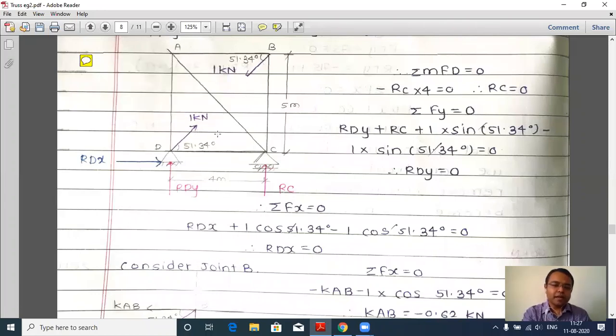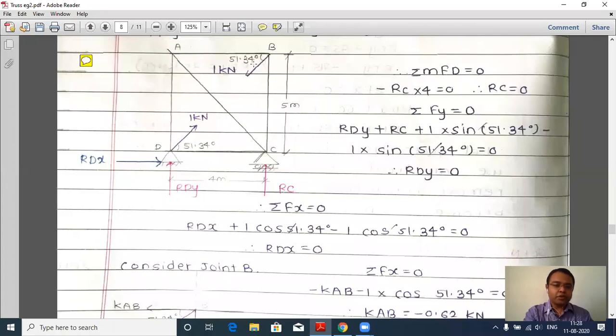So first of all, find the support reactions. At this heel support, there is a roller support. Just take a moment at D, and we get reaction RC. Of course, reaction RC comes out to be 0, as there is no vertical external applied force, as well as this 1 kilonewton.